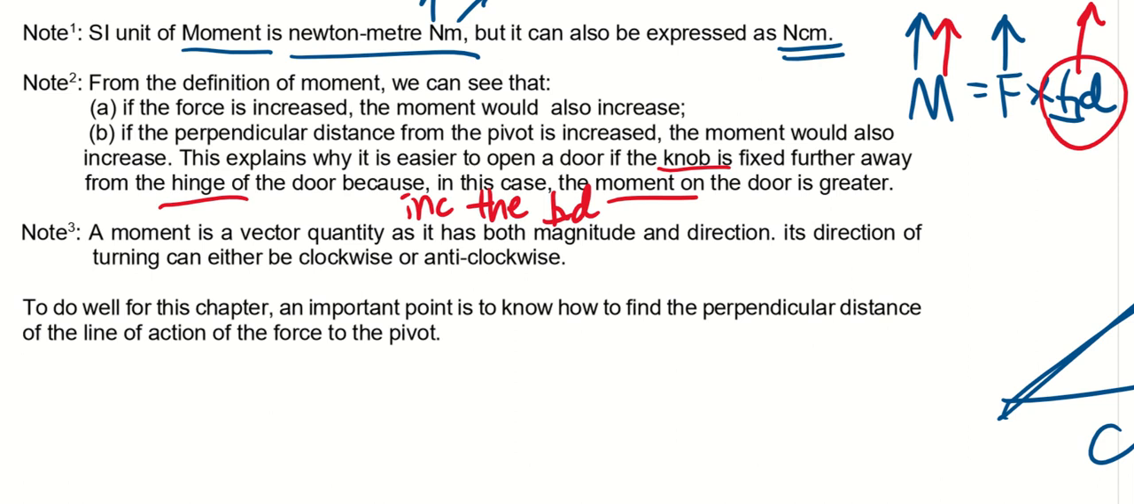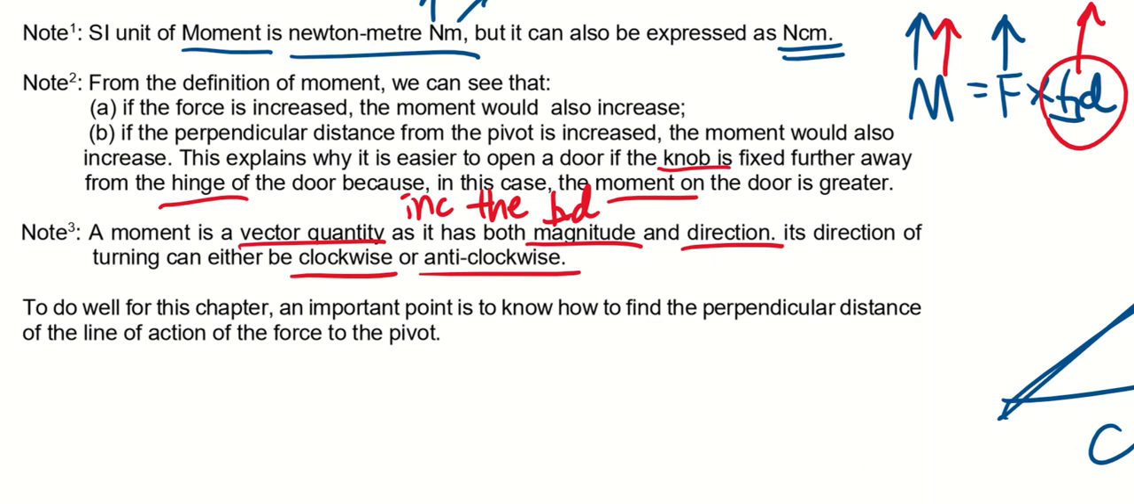Now take note that a moment is a vector quantity. Still remember what is a vector? A vector must have both magnitude and direction, right? Because you multiply force and the perpendicular distance, you will get a certain number. Now, the direction is either clockwise or anti-clockwise.